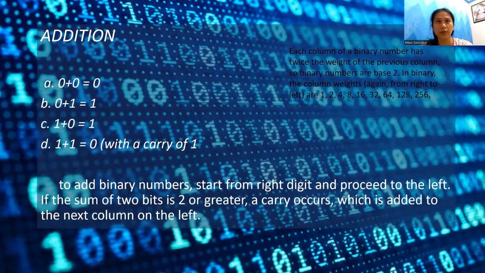The first fundamental operation is addition. It has a similar process to decimal addition, but there are rules to follow: 0 plus 0 equals 0, 0 plus 1 equals 1, 1 plus 0 equals 1, and 1 plus 1 equals 0 with a carry of 1. To add binary numbers, start from the right digit and proceed to the left. If the sum of two binary digits is 2 or greater, a carry occurs, which is added to the next column on the left.